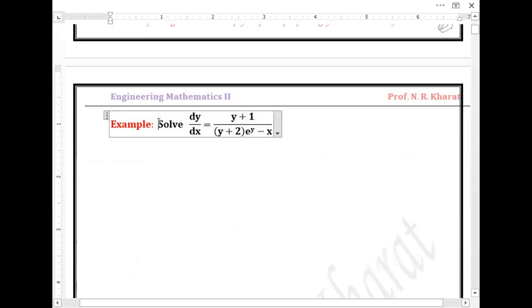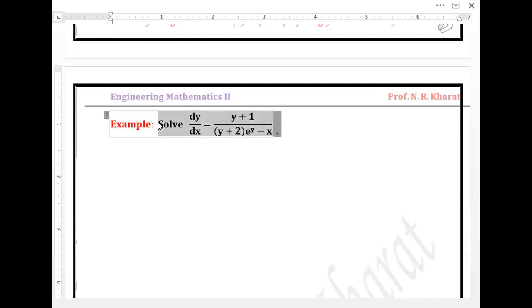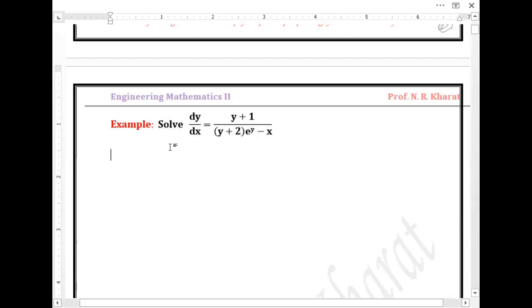Solve dy by dx is equal to (y plus 1) divided by (y plus 2) multiplied by e raised to y minus x. So we have to find its solution.